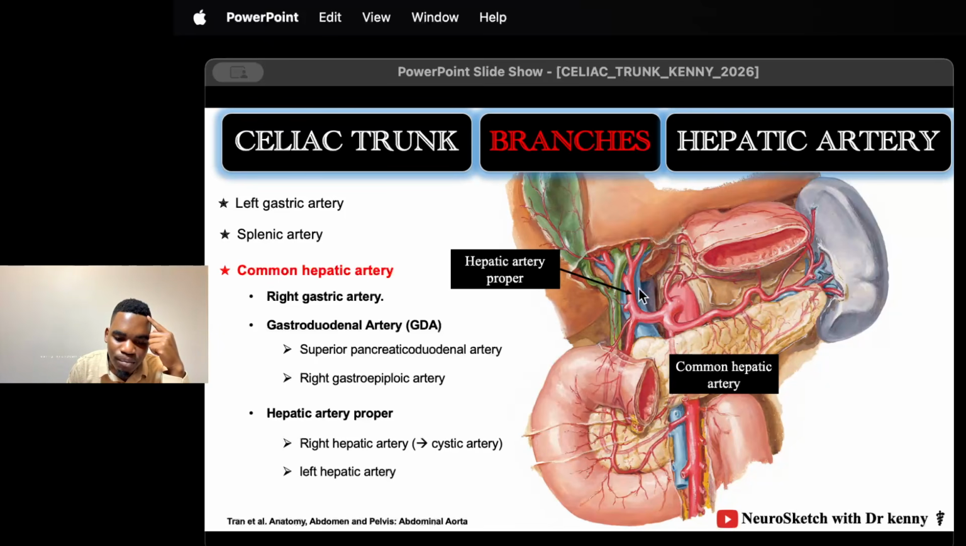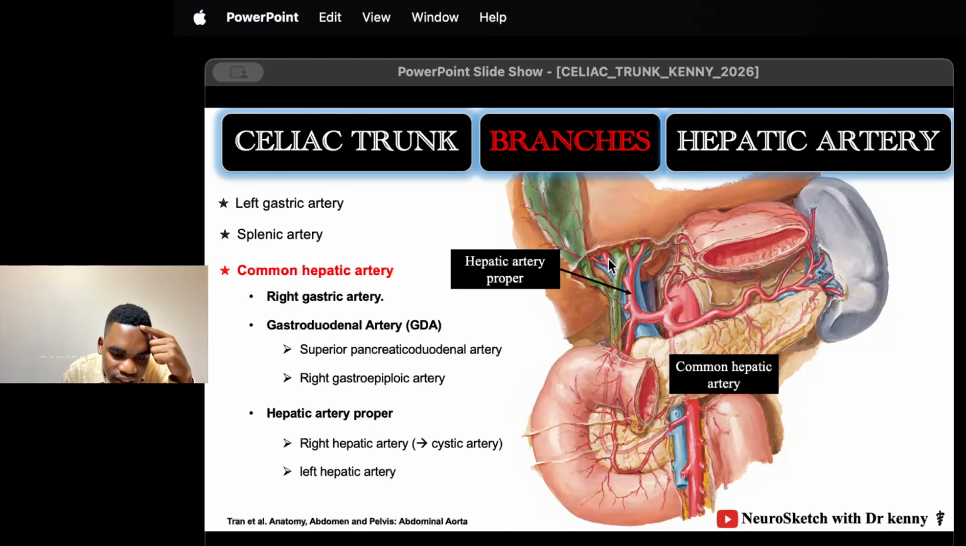Last, let's talk about the hepatic artery proper. After giving these branches, it becomes the hepatic artery proper, and the hepatic artery proper will divide into the right hepatic artery and the left hepatic artery. So this is the left hepatic artery, and this is the right hepatic artery. Left hepatic artery and right hepatic artery.